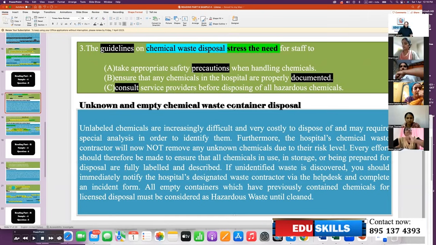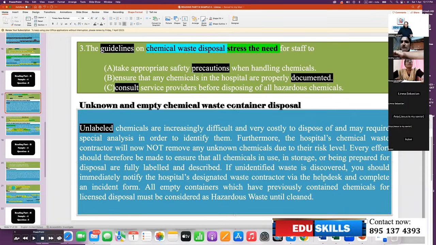Okay, now precautions, documentation, and consultation. Do you have any of these in the topic sentence? Yes, in the topic sentence, "unlabeled". Unlabeled means not documented. Do you have the synonyms of the same anywhere else? Documentation, labeling, or unknown. Exactly. Unknown chemicals means not documented chemicals. It means they have not labeled it.